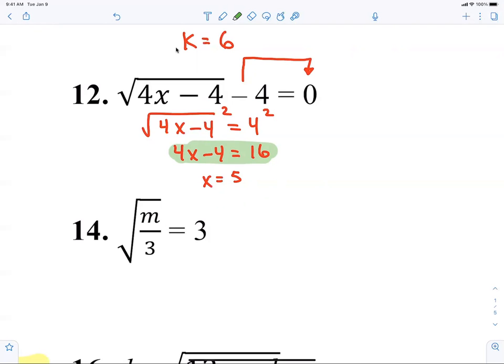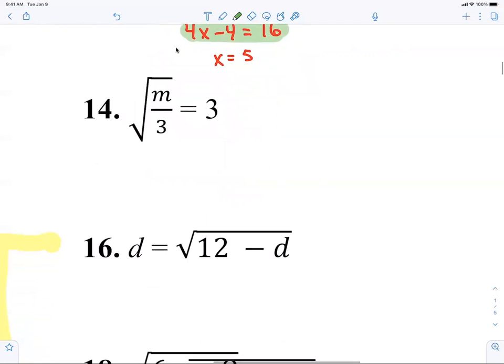Number 14, what am I doing to both sides? Squaring. So I have m over 3 equals how much? 9. Now, how do I get rid of dividing by 3? Times. Yeah, so m is just what? M is 27. That's how easy. Very, very easy.